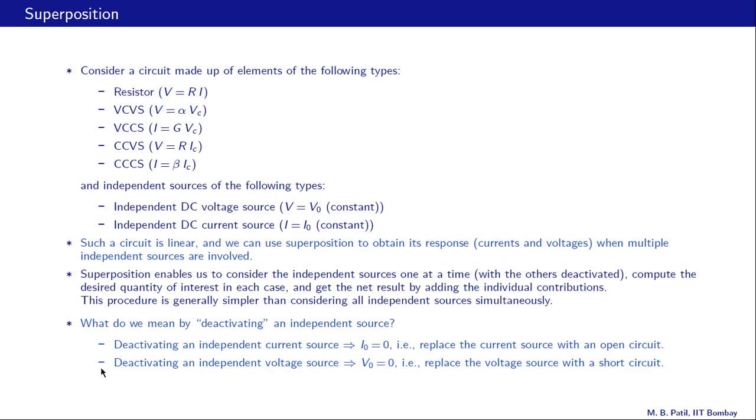What about deactivating an independent voltage source? Here is the equation for a voltage source, V equal to V0. So we need to make V0 equal to 0. That means we replace the DC voltage source with a short circuit, because a short circuit has zero voltage drop across it, and therefore we simply need to replace the voltage source with a short circuit.